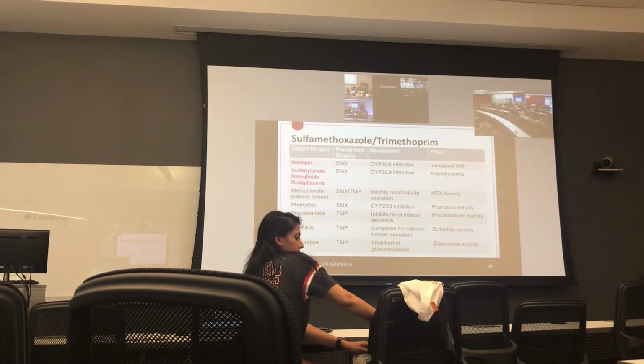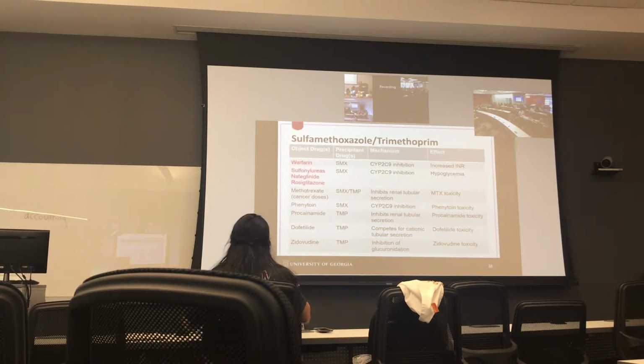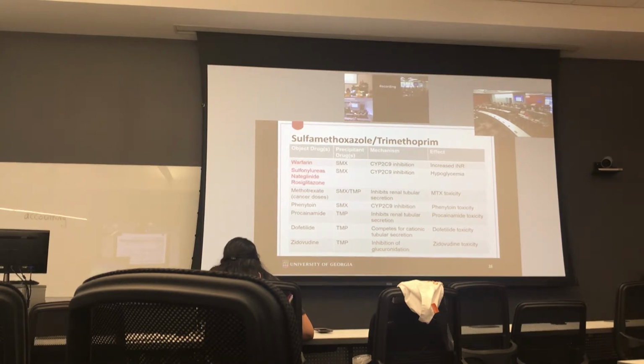2C9 inhibition also causes an interaction with some anti-diabetic agents that are metabolized by 2C9. So sulfonylureas, so glipizide, glyburide, glimepiride are sulfonylureas. Nateglinide, rosiglitazone are all metabolized by 2C9. So inhibiting 2C9 could result in increased plasma levels of the anti-diabetic agents and a risk of hypoglycemia.